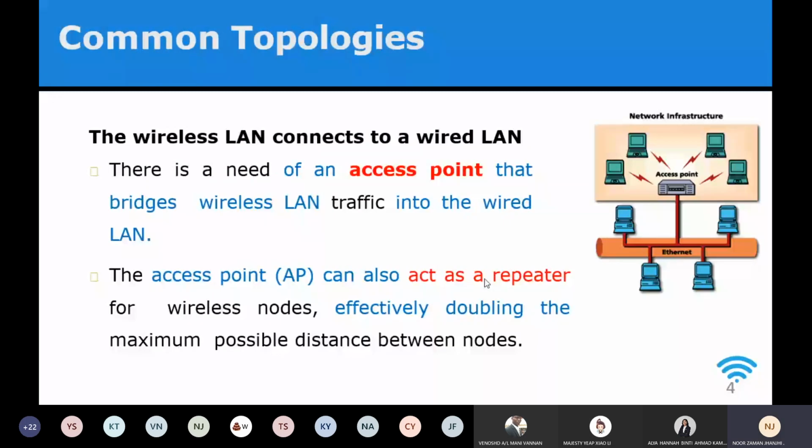Now we are discussing the common topologies in wireless networks. I hope you know what is meant by topologies. Topologies are simple, nothing to be worried about. It means how the nodes are organized. Now I'm using the word nodes. Node means client, and client means the computers.